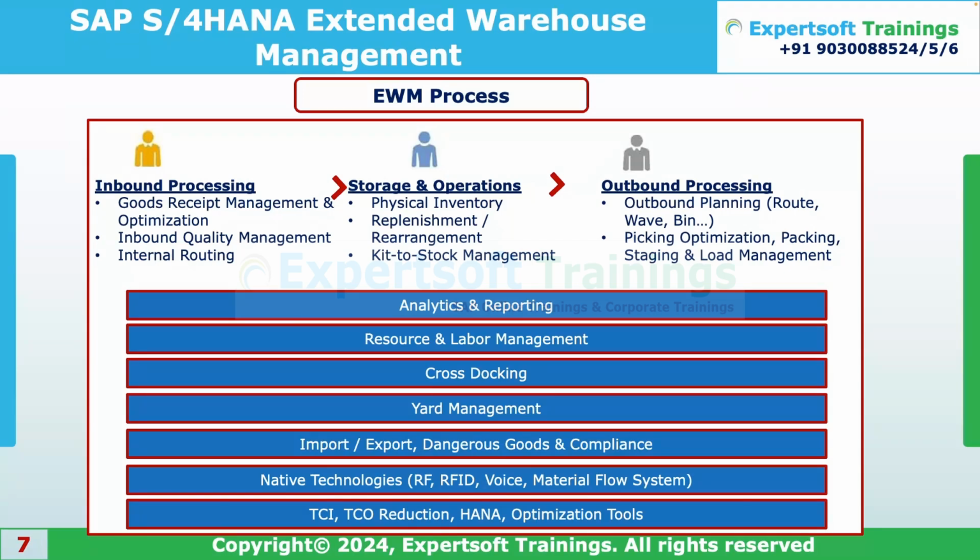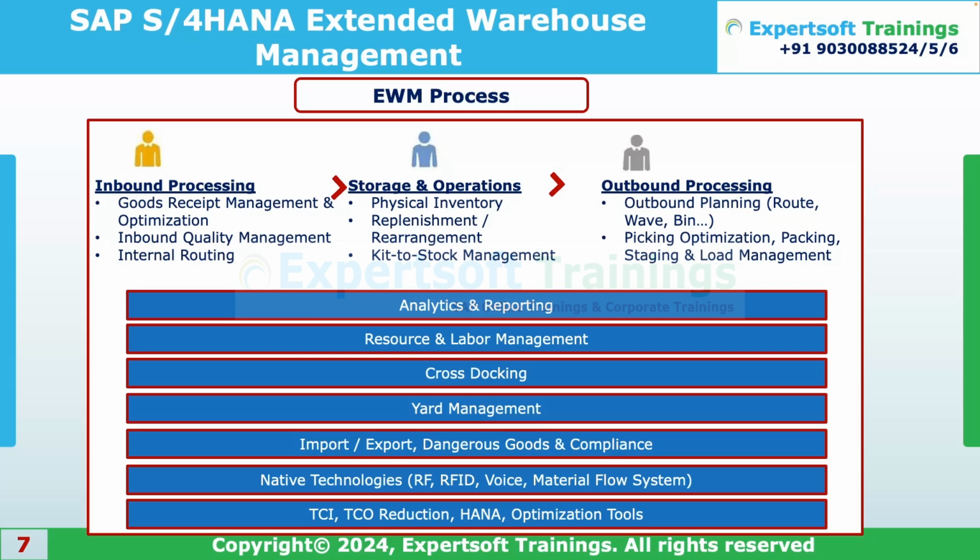Similarly for inbound process, I had taken one example, GR against your vendor. You have quality management, internal routing, and in outbound process you have wave management, then picking, packing, then staging. Those things will come in your outbound process. There are a number of examples here just to give you an idea.